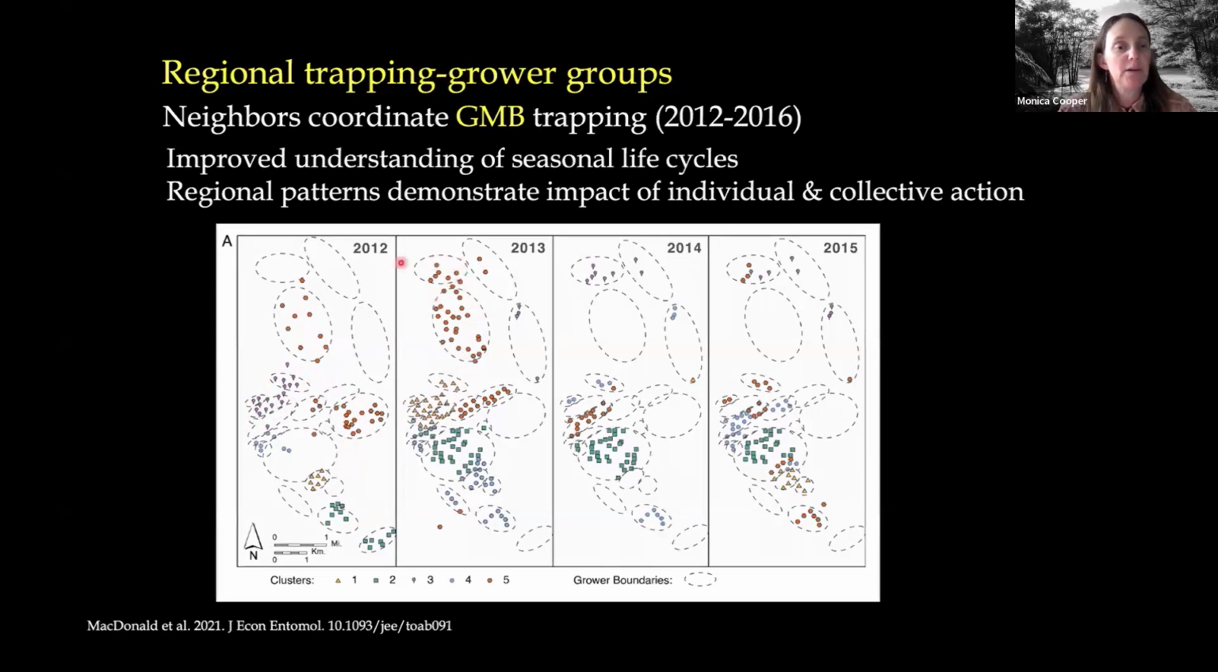So we saw these similarities of trap counts within regions. And then also sometimes an individual grower would sort of separate out from the region. And so what this told us is that there were regional patterns of grape mealybug populations. And so sometimes an individual action could result in a difference for that region. And then other times the populations of grape mealybug were influenced across a region, across various different growers. So it's perhaps environmental factors that were affecting that.